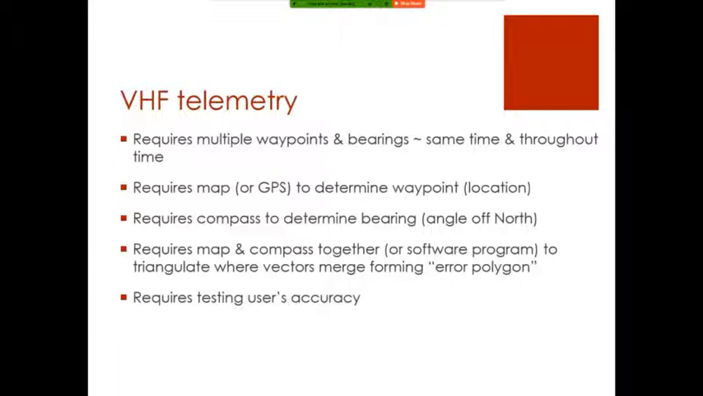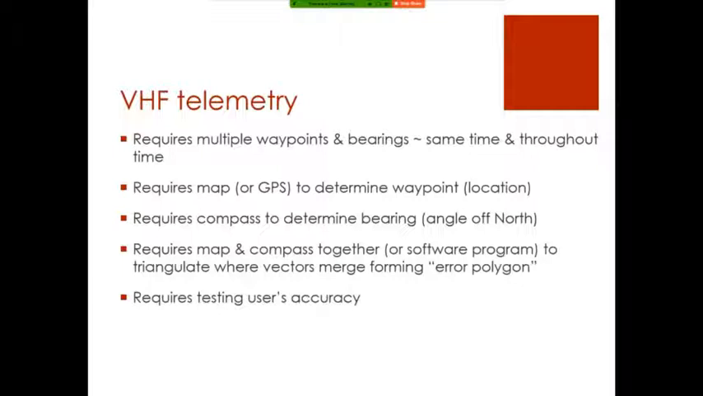It requires moving around the landscape to record multiple waypoints or locations, and record bearings, the direction to the strongest signal, trying to collect these data from many points at the same time and from many points at different times. If we're using VHF technology, we need to know how to use a map and compass. If we're using GPS technology, then the software program does the triangulating for us using satellites.